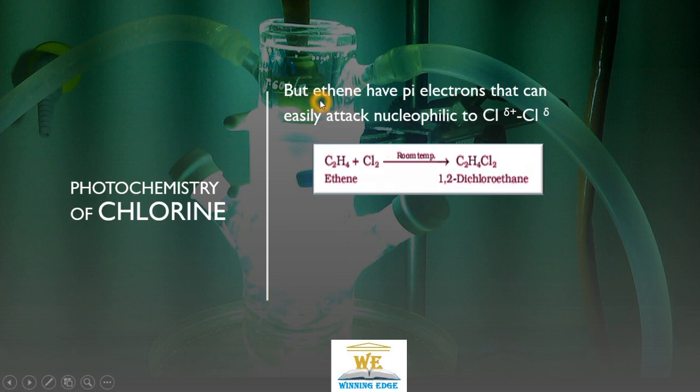Ethene, which is an unsaturated hydrocarbon, has pi electrons. So these pi electrons can nucleophilically attack one of the chlorine atoms in a molecule. It attacks this position, and we get substituted chlorine here. In addition, 2 chlorine atoms are added to the pi bond.